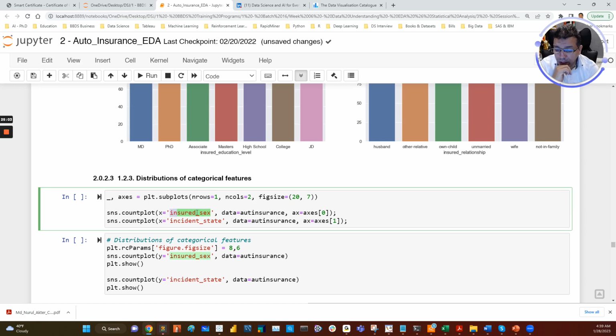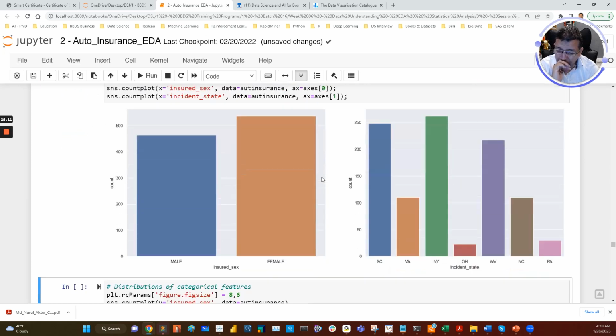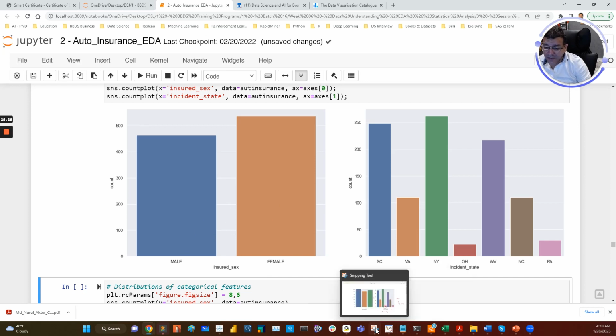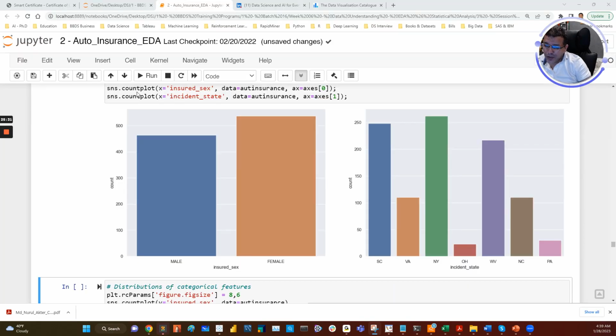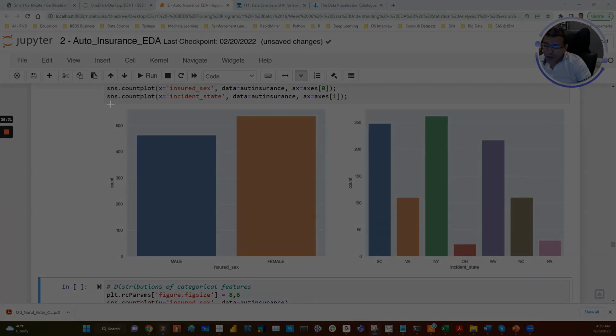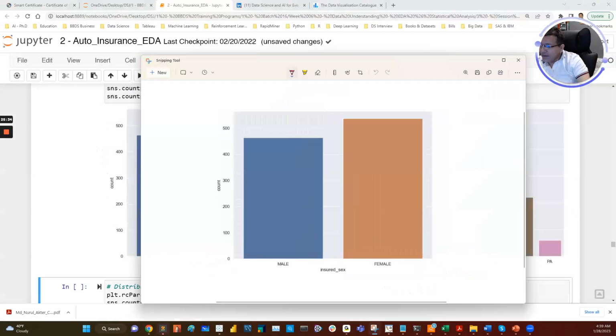We are going to compare insured sex and incident states. So there is another insight here. As you see, we have more female calling to report claims than male. Is this an insight? Yes, there is an insight in there, but what do you think we should do?